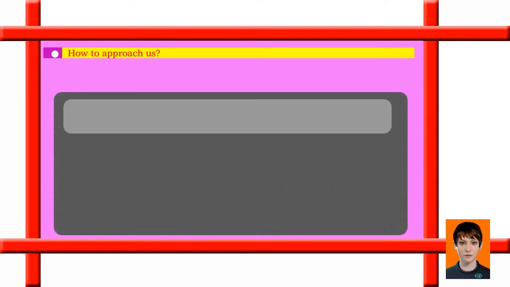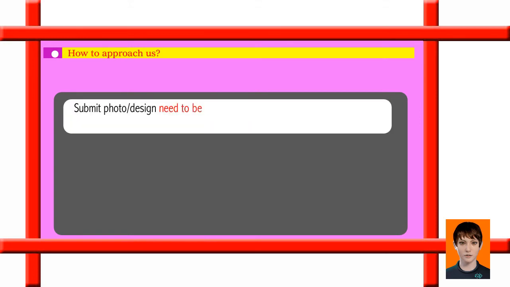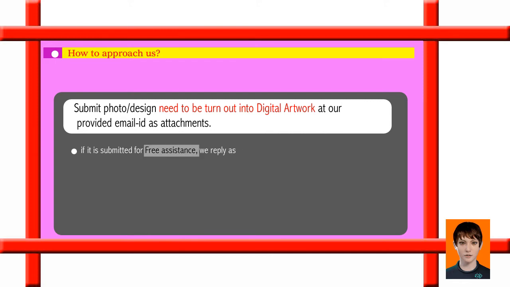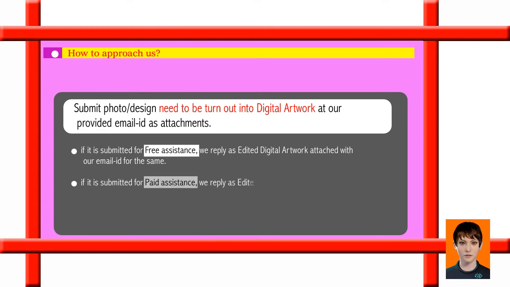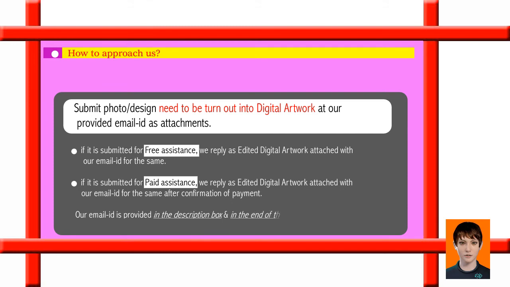How to approach us. Submit your photo or design need to be turned into digital artwork at our provided email ID as attachments. If it is submitted for free assistance, we reply as edited digital artwork, attached with our email ID for the same. If it is submitted for paid assistance, we reply as edited digital artwork, attached with our email ID for the same, after confirmation of payment. Our email ID is provided in the description box, and in the end of this clip.